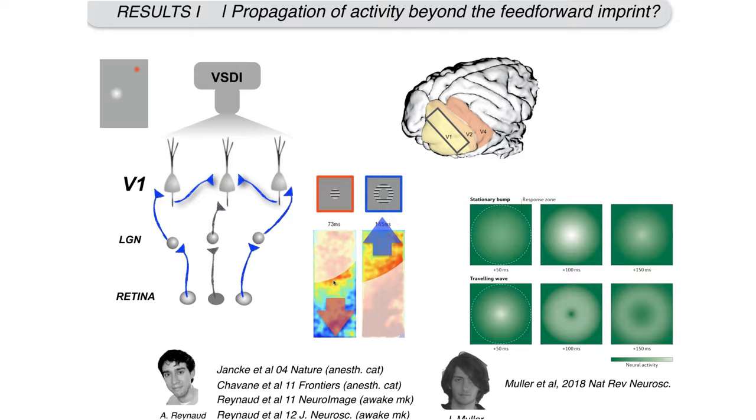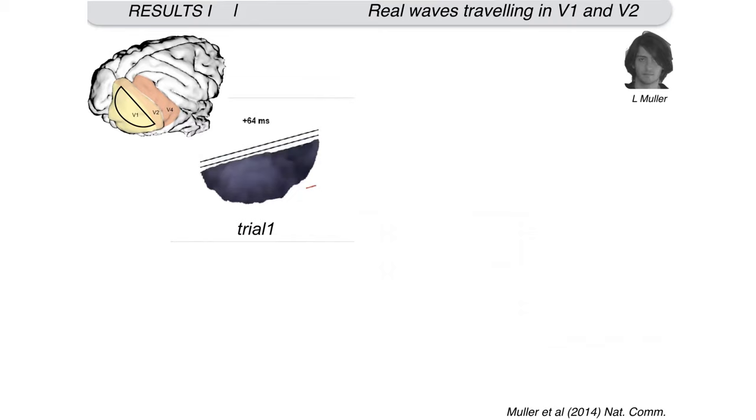So this is what we gave to Lyle. We gave single trials to Lyle, and he looked at it. So this is a 3D view. And he showed it to us, said, come on, there is a traveling wave. But we actually never saw it. So Lyle really was the first to observe them using voltage dye.